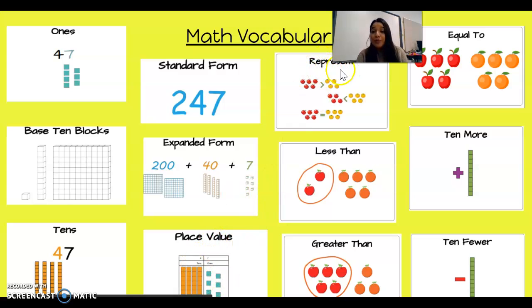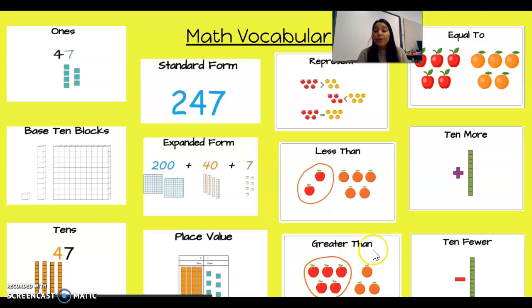Represent. Represent is when we are able to use our greater than, less than, or equal to symbol in a number sentence. Less than. Less than is when we want to know what object has the smallest amount or what number is smaller. So there are 2 apples, so the number of apples is less than the number of oranges because there's the least amount.